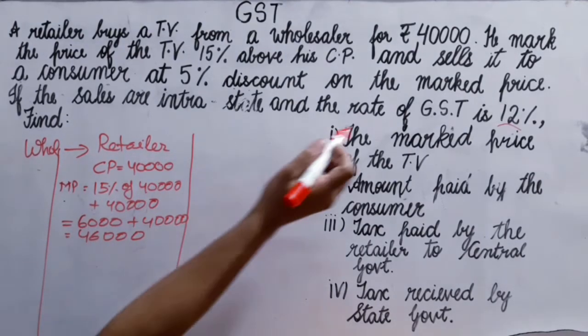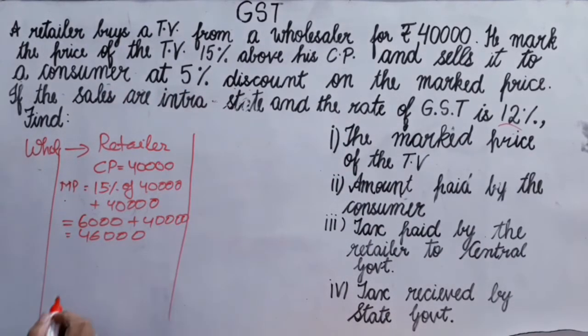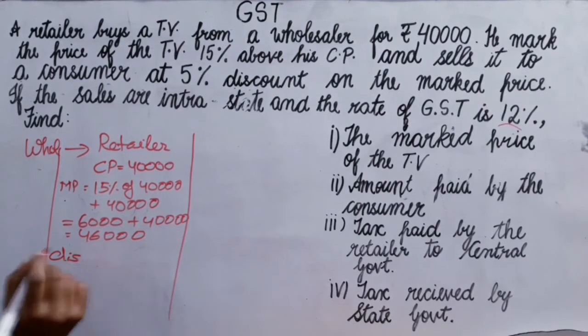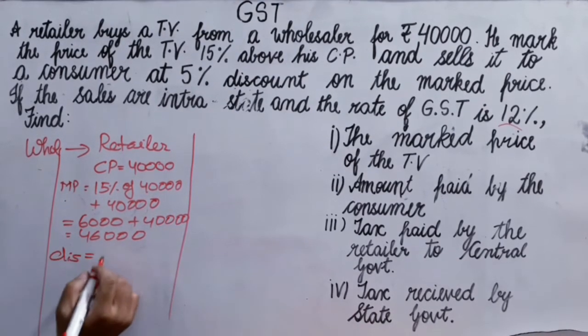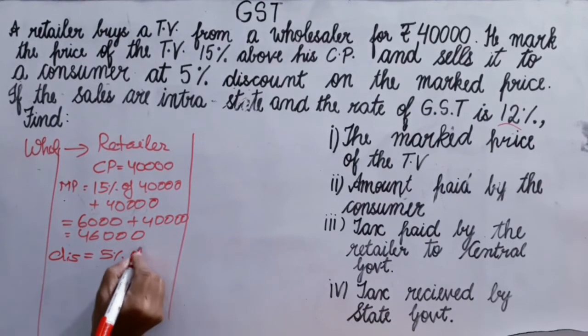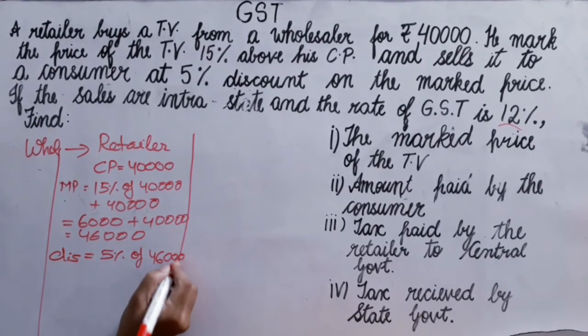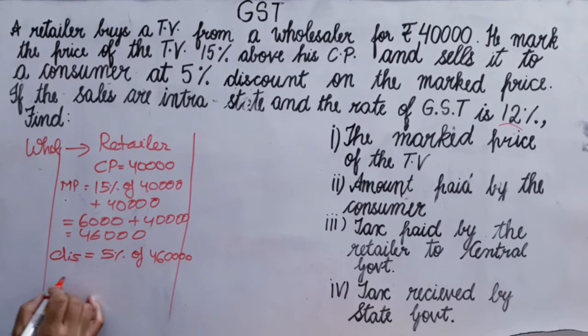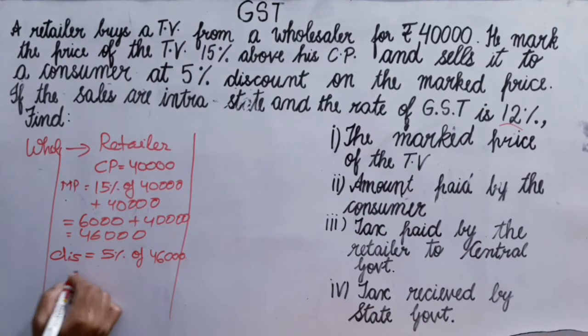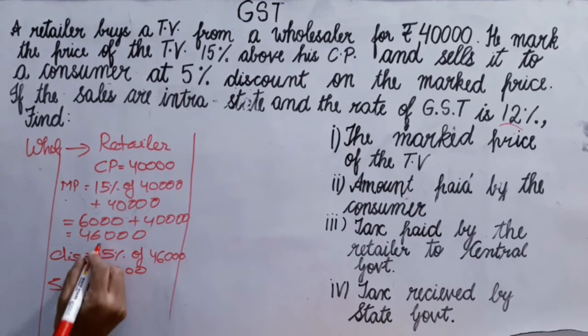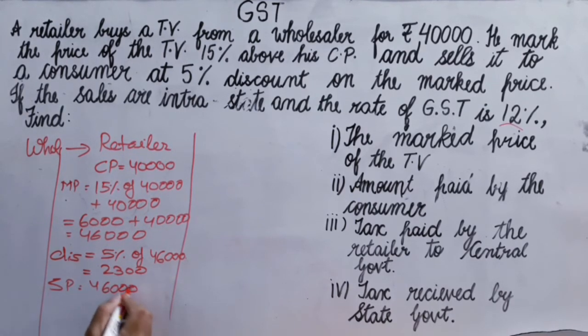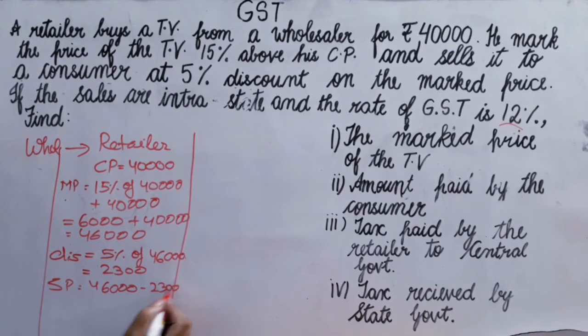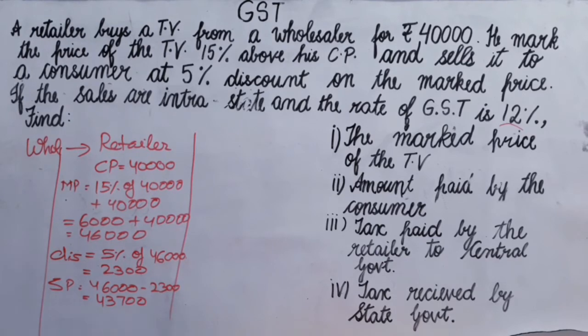Now, he is selling it to the consumer at a 5% discount. So, on this he is giving the discount. Discount is always calculated on the mark price. So, 5% of 46,000 he is giving as discount. If you calculate this amount, that is going to be 2,300. So, your selling price will be mark price minus discount. Mark price is 46,000 minus discount 2,300, that is equal to 43,700.